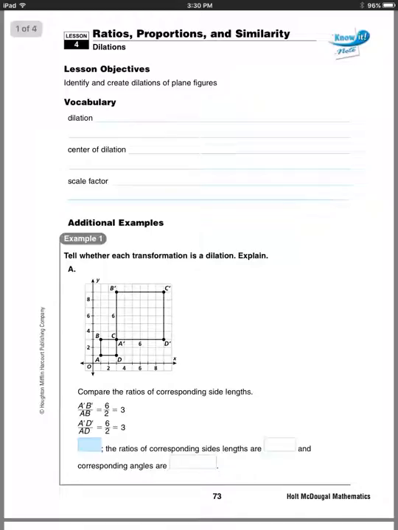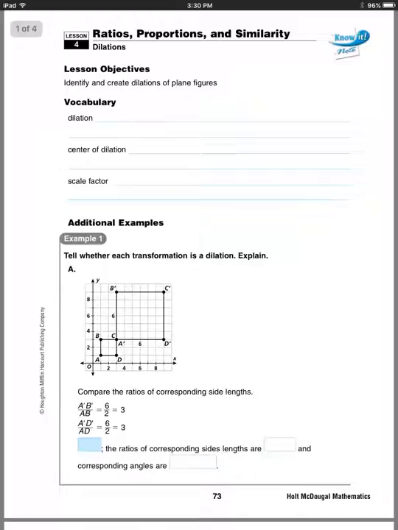Center of dilation is the point of intersection of lines connecting each pair of corresponding vertices in a dilation, which is going to make absolutely zero sense until we start doing some of these. And the scale factor is a quantity that describes how much a figure is enlarged or reduced. So like we multiplied by 4 or we divided by 3. Okay? If you multiply the scale factor, it enlarges the picture. If you divide the scale factor, it shrinks the picture.